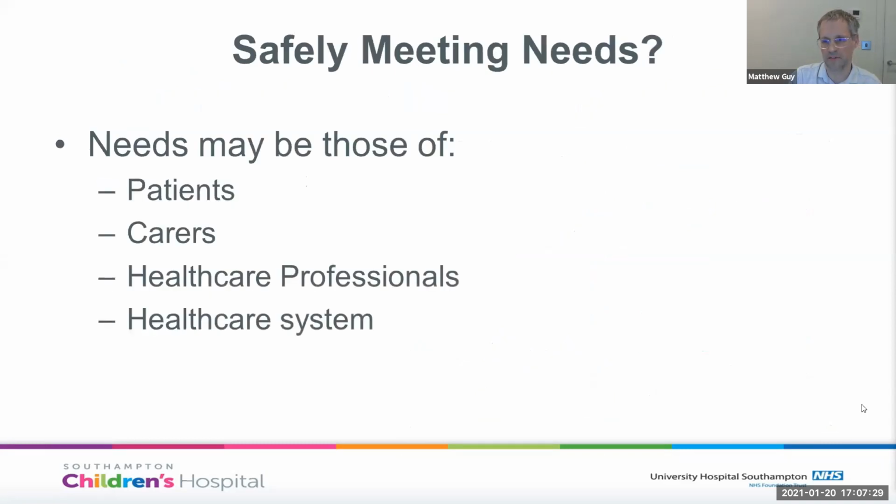What I'd like to do today instead is to focus on whether the regulations help us in meeting the needs that we're trying to address with the software that we're writing. And of course, those needs may be the direct needs of patients, they may be the needs of their carers, who may be informal and untrained, right through to healthcare professionals, and also the needs of the wider healthcare system.